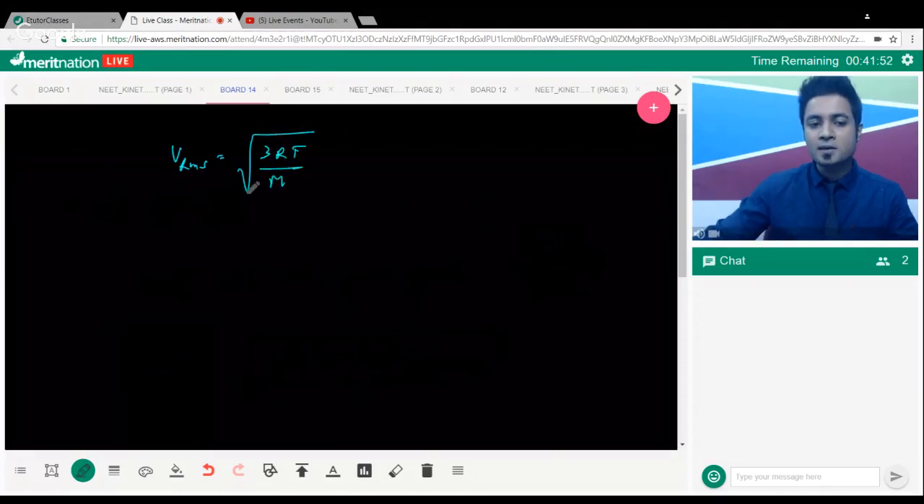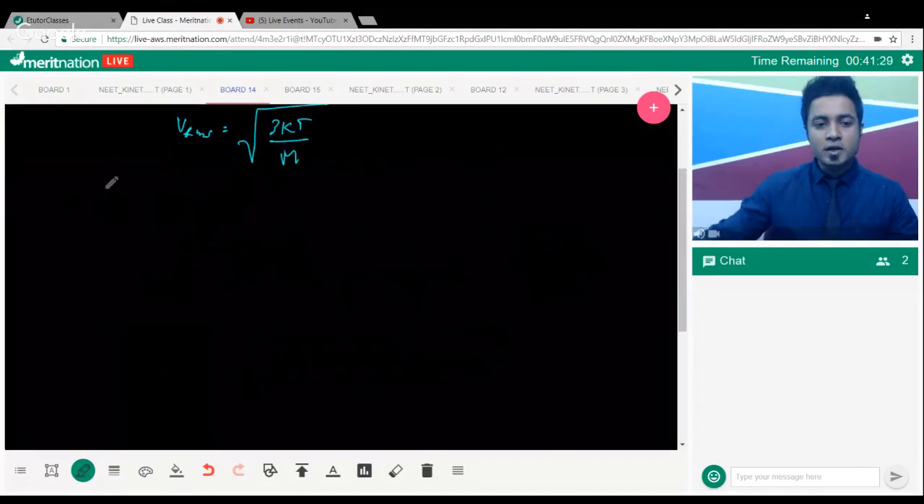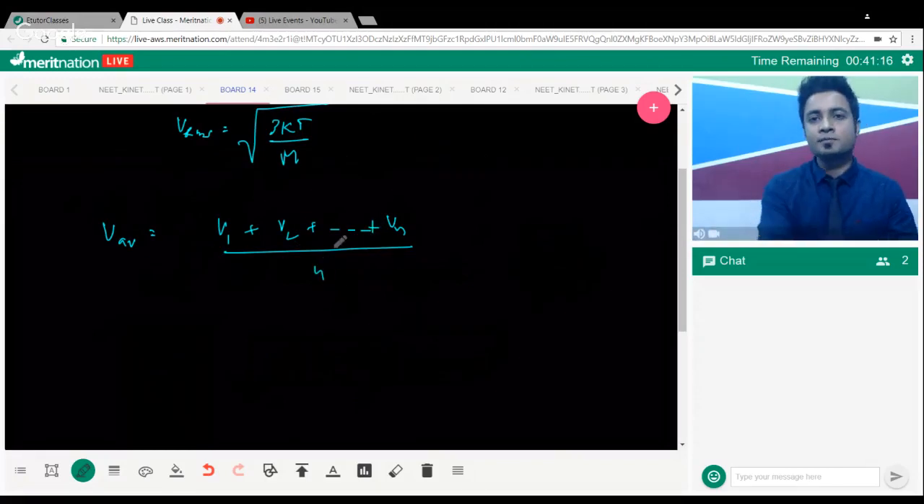Whenever I'm writing the formula in terms of the gas constant, it means I'm writing it for 1 mole. If you write the same formula in terms of a single molecule, it is under root 3kT upon m, where k is the Boltzmann constant. Let's go ahead. To calculate the average velocity, you take the sum of all the velocities and divide by the total number of molecules present.